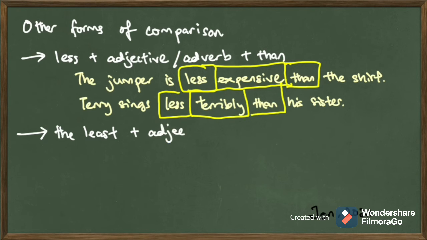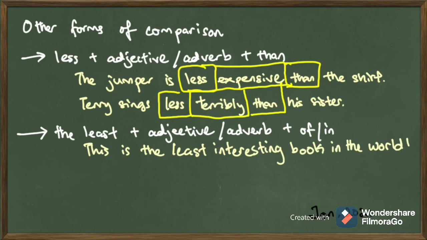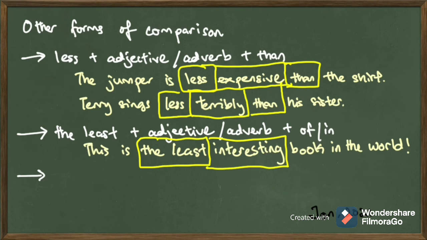The next rule, the least plus adjective or adverb followed by of or in. This is the least interesting book in the world. Firstly you have the least, followed by the adjective interesting, followed by the preposition in. Nampak penggunaan dia.